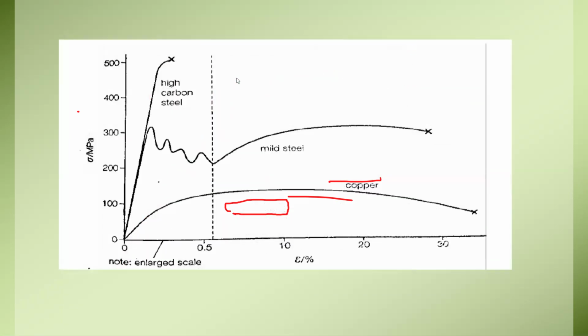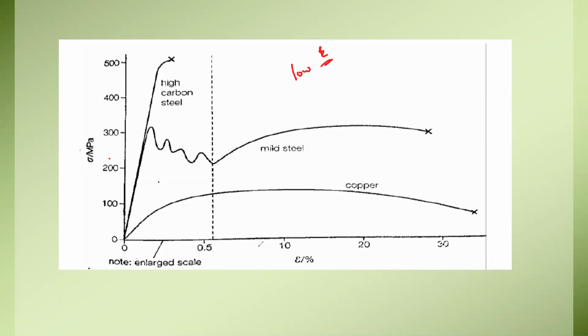Like this is a comparison. We have a high carbon steel, a mild steel or low carbon steel, and a copper. Which material is having a lower value of the Young's modulus? Is it high carbon steel, mild steel, or copper?